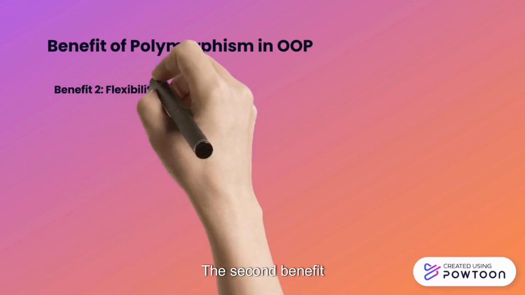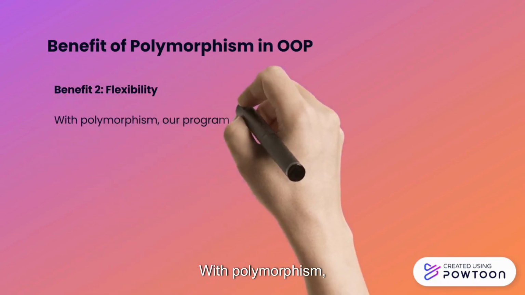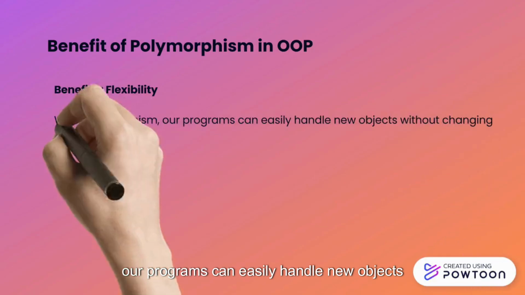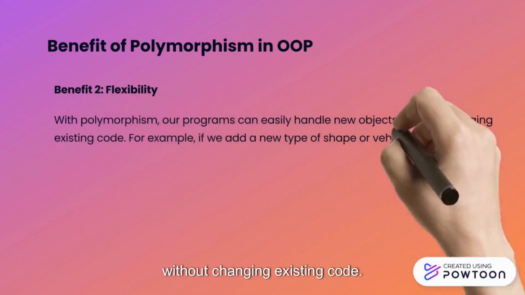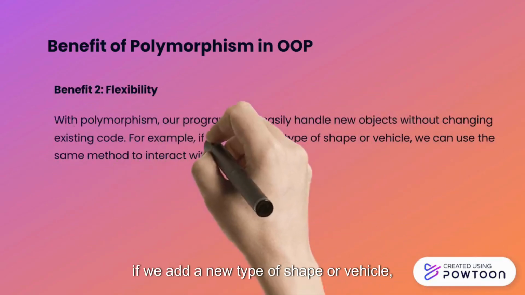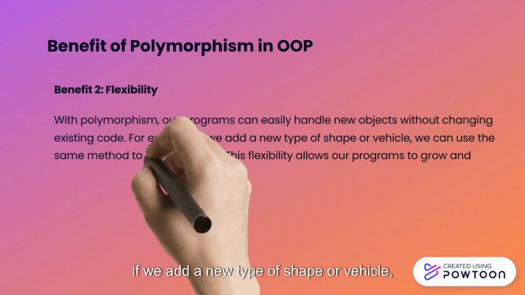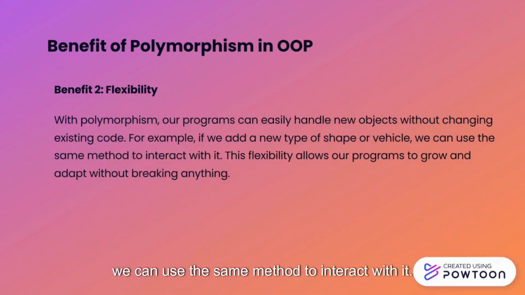The second benefit is flexibility. With polymorphism, our programs can easily handle new objects without changing existing code. For example, if we add a new type of shape or vehicle, we can use the same method to interact with it. This flexibility allows our programs to grow and adapt without breaking anything.